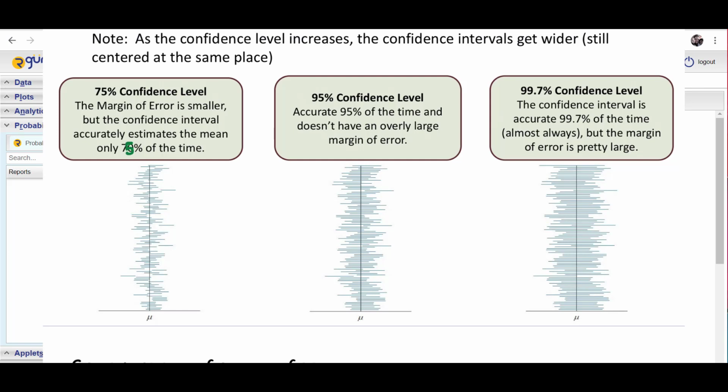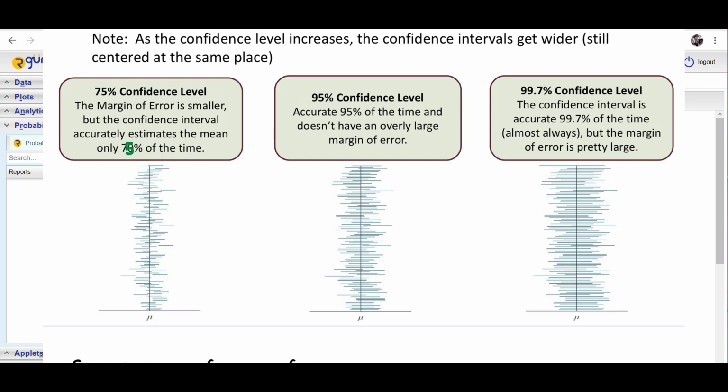So you can see over here, 75% is really short. It's definitely a longer interval, wider range, but you see fewer lines, like this one here, that don't cross the true mean. So that means that only 5% of the time it is incorrect. 95% of the time it accurately estimates the true mean. The true mean would fall within the interval 95% of the time.